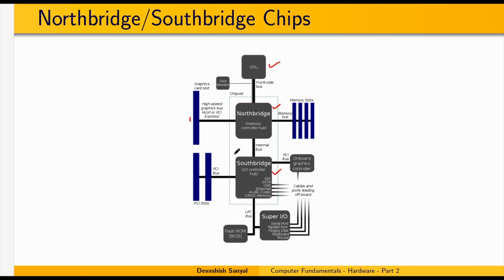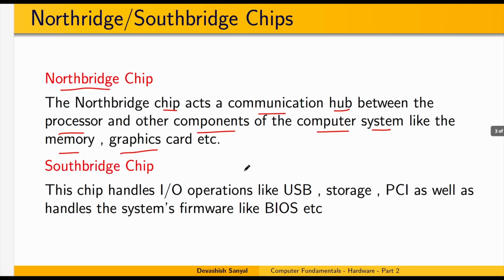And then you have the South Bridge chip. What does the South Bridge chip do? It handles input-output operations, I/O, like USB, storage, PCI, and systems firmware like BIOS. We'll come across these terms in the next slide. PCI we know, Peripheral Component Interconnect. We did it in the last lecture. And this is BIOS, Basic Input-Output System.